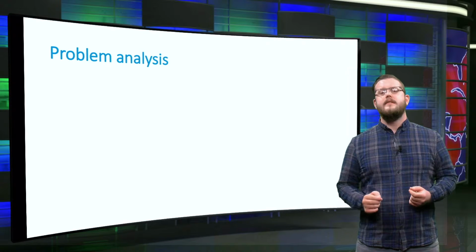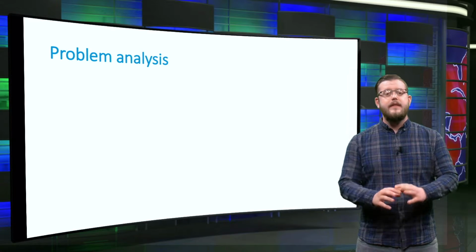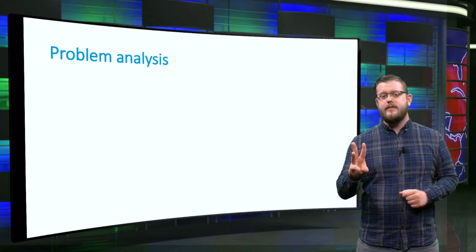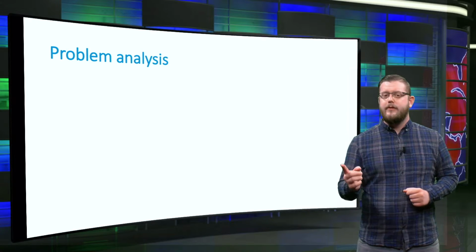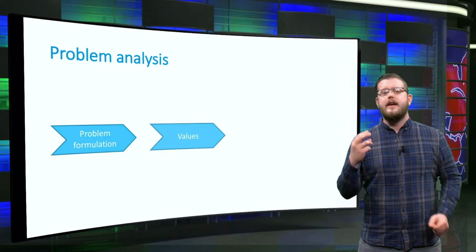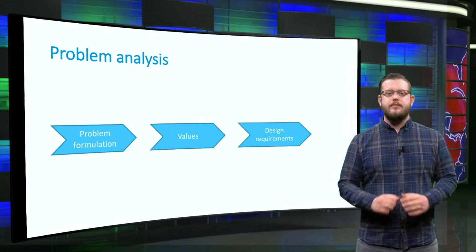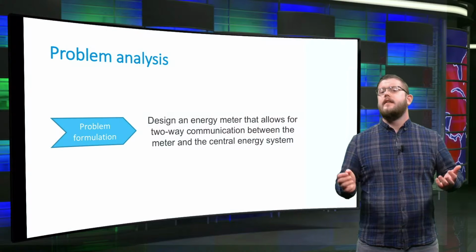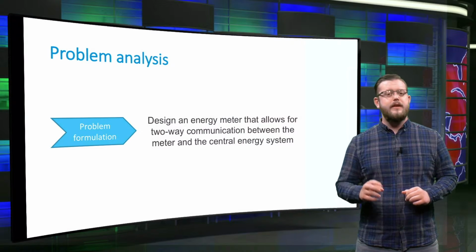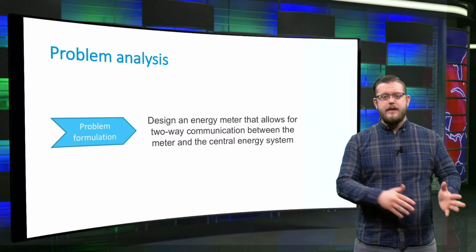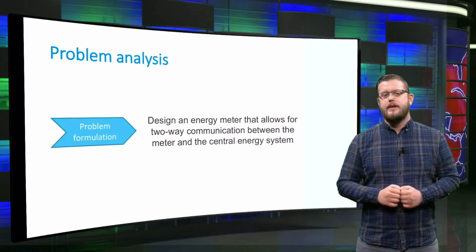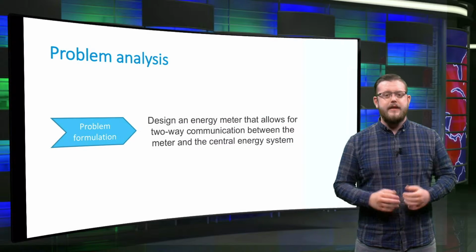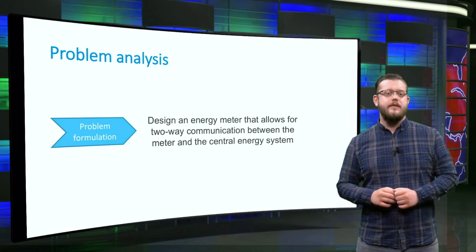The first phase is problem analysis. This can be subdivided in three more specific phases: problem formulation, values, and design requirements. One can formulate the design problem as: design an energy meter that allows for two-way communication between the meter and the central energy system. This seems to have been the way the engineers approached energy meters.